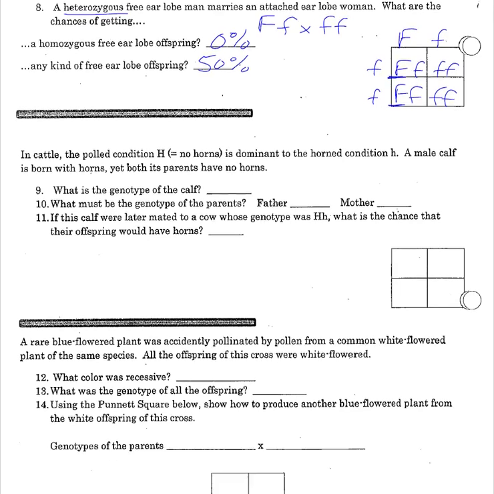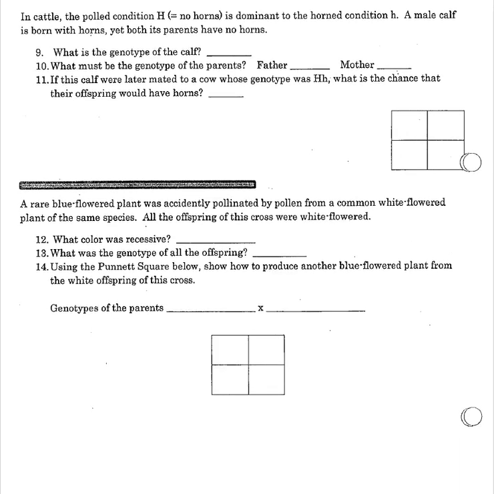All right, thanks for following through with me today. We're almost done getting through these practice Mendelian genetics problems. So the next one: in cattle, the polled condition is dominant to a horn condition, letter H. A male calf is born with horns, yet both his parents have no horns. What's the genotype of the calf?